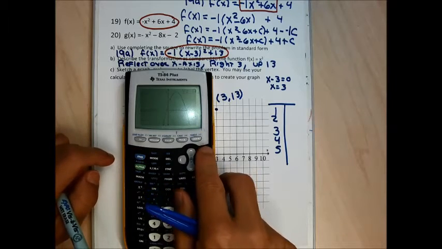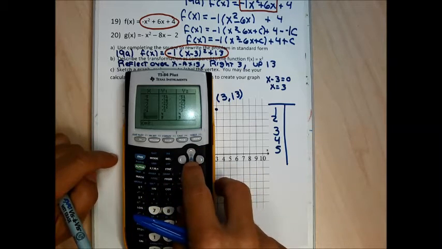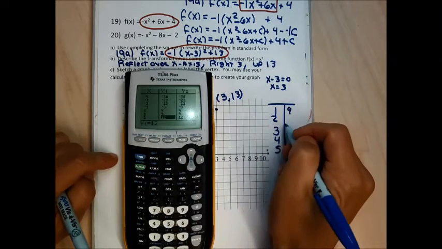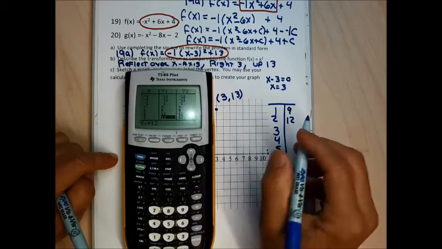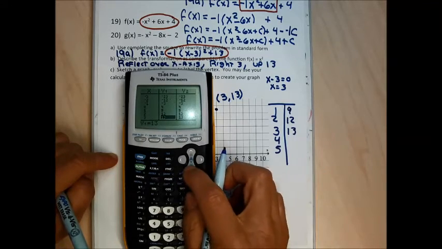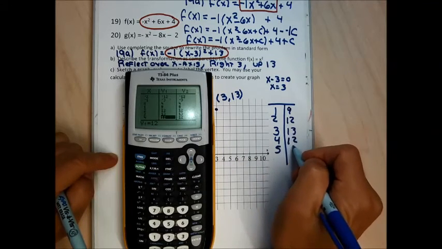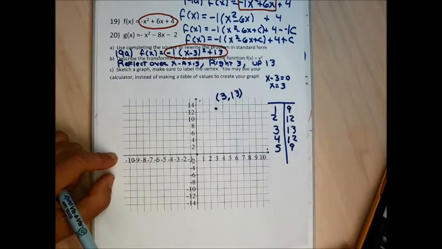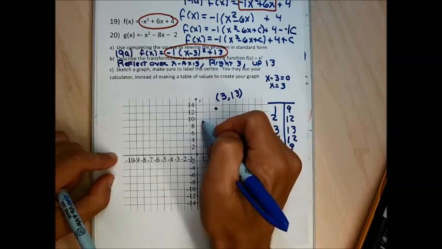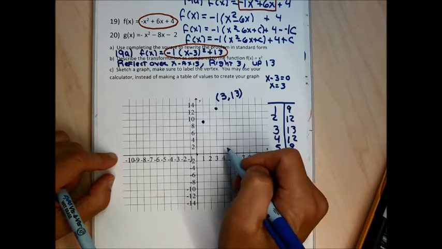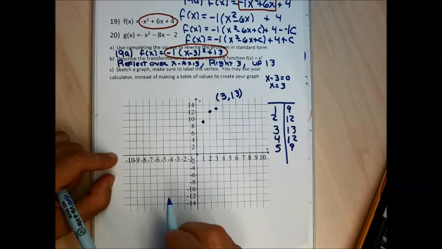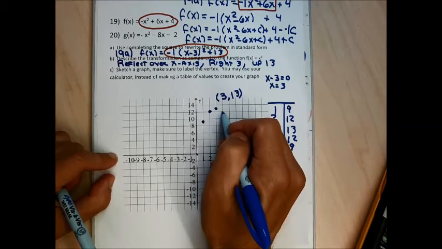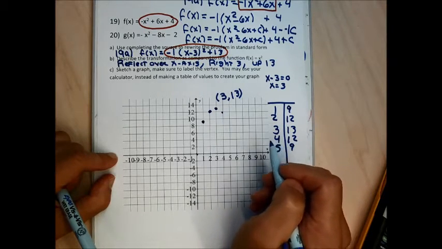So in the second table, next to 1, I need 9. Next to 2, I need 12. Next to 3, I see 13. Next to 4, I see 12. Next to 5, I better see 9, which I do. Graph the points, so 1, 9, 2, 12, 3, 13, which I already knew was the vertex, 4, 12, and 5, 9.